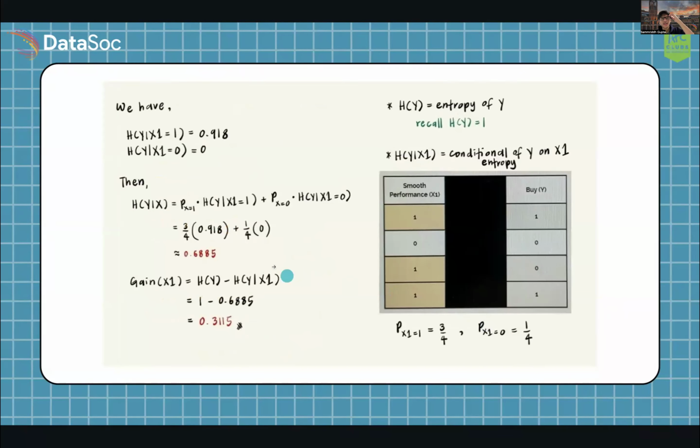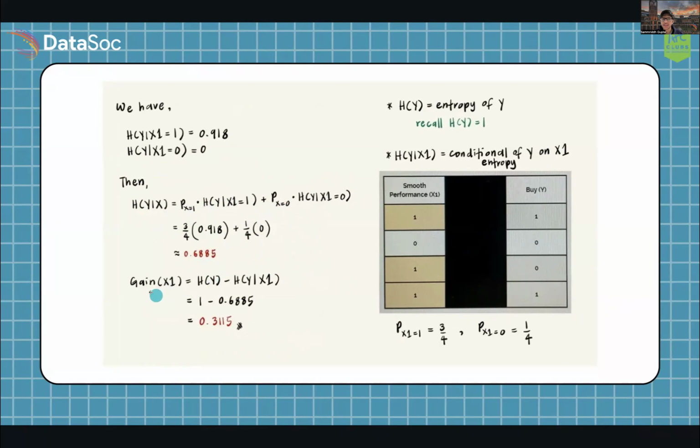So now that we've gotten these, we put that in our formula for finding the entropy of y given x, right? So we say probability of x equal to 1 into conditional entropy here plus probability of x equal to 0 into conditional entropy here. Plug in the values and we get 0.6885, which would be around 68.8%.